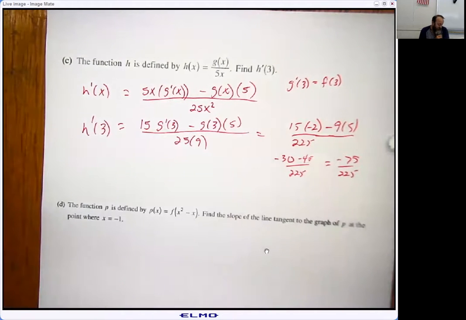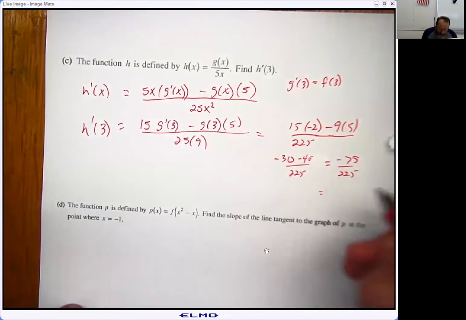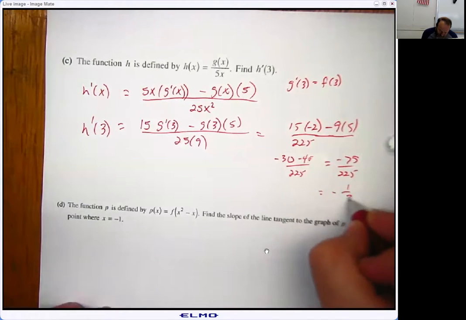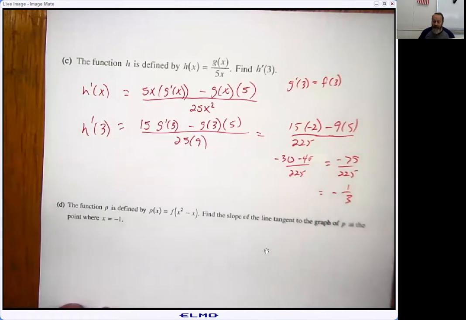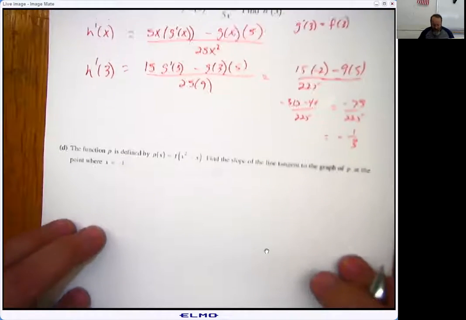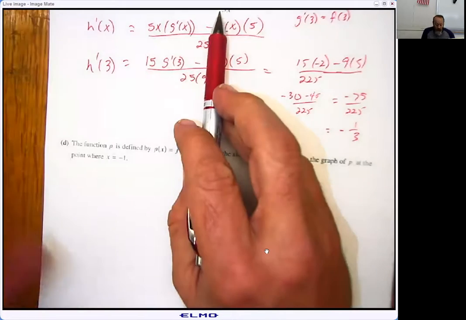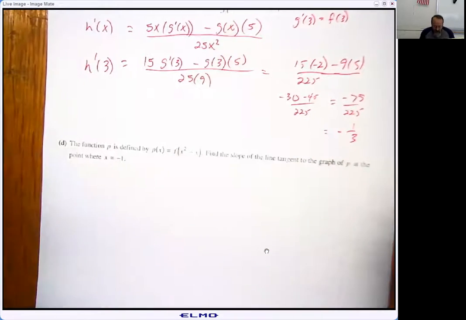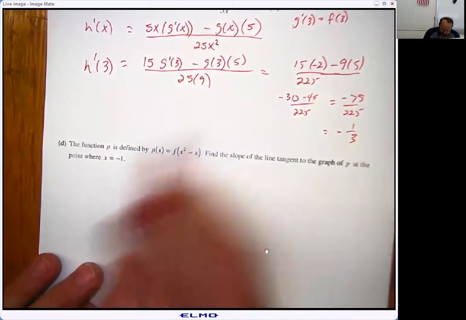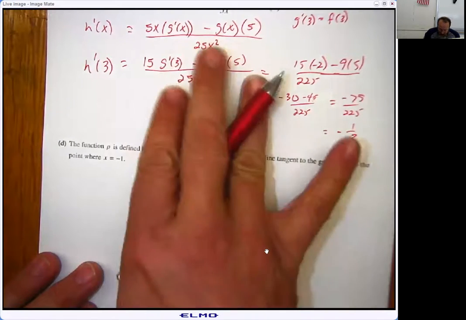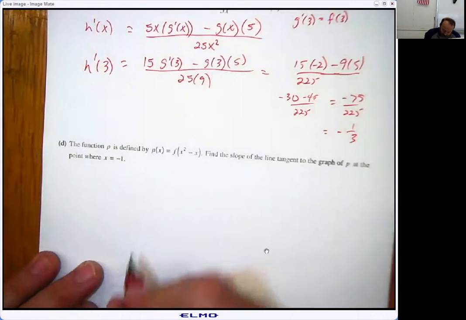And honestly, on the test, if you actually stopped right there, they would not dock you at all. But that's actually a pretty nice set of numbers. That actually reduces all the way down to -1/3. And now our last little problem was focused more on chain rule, using some of the information we had above. We've done quotient rule, but now we're going to look at a little bit of chain rule.